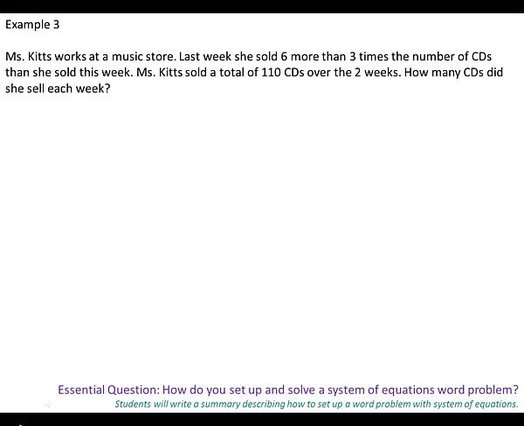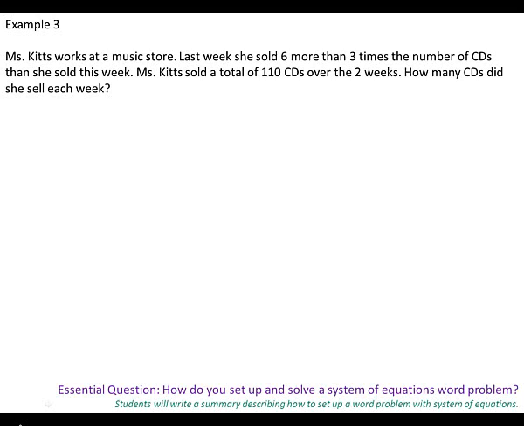Research, right? Okay, so Miss Kitts works at a music store. Last week she sold 6 more than 3 times the number of CDs than she sold this week. Obviously, this problem's a little outdated, but we're going to go with it. Miss Kitts sold a total of 110 CDs over the 2 weeks. How many CDs did she sell each week?